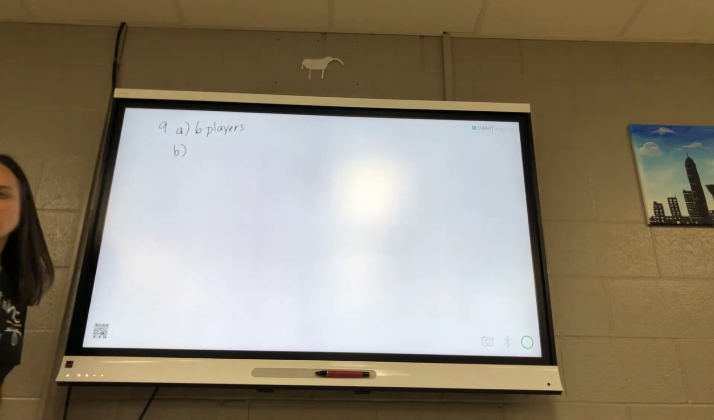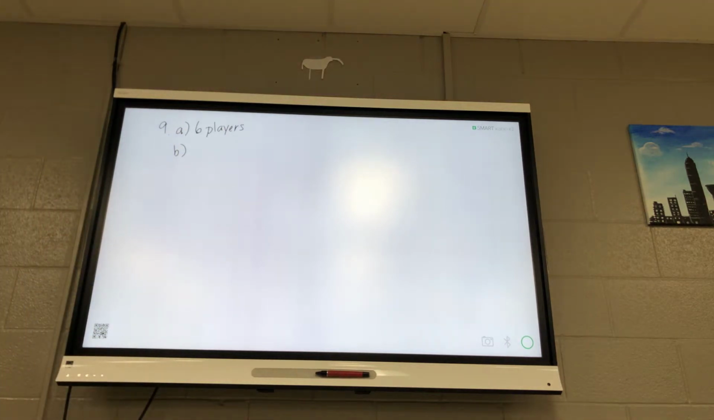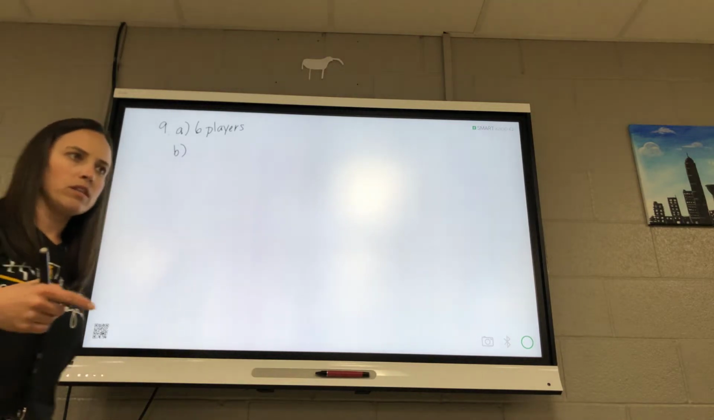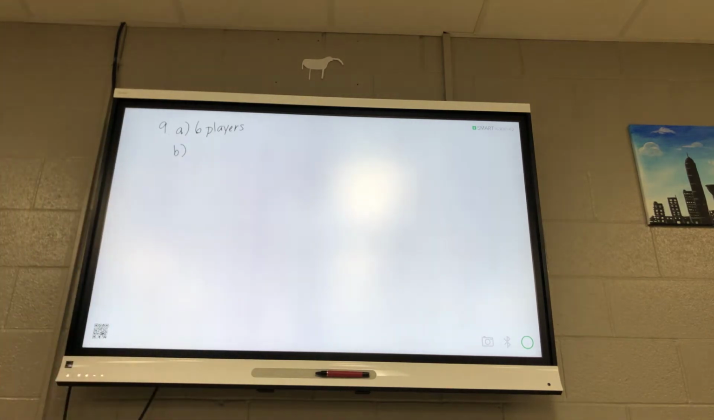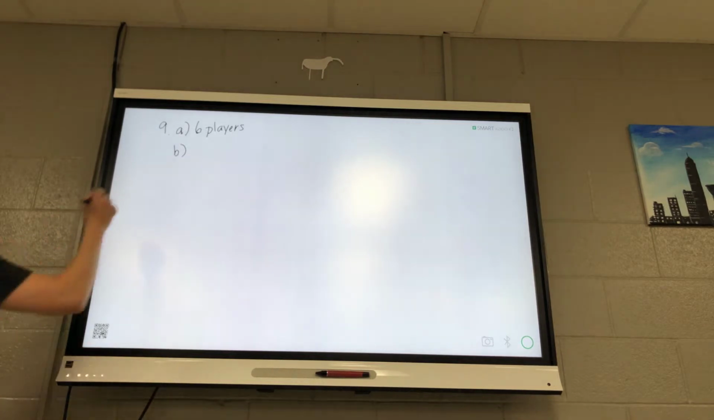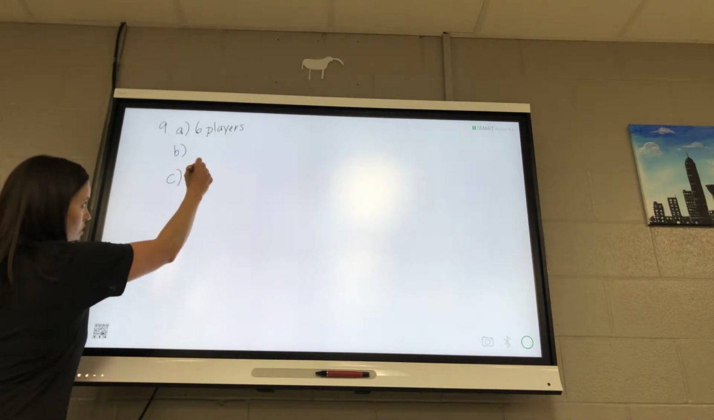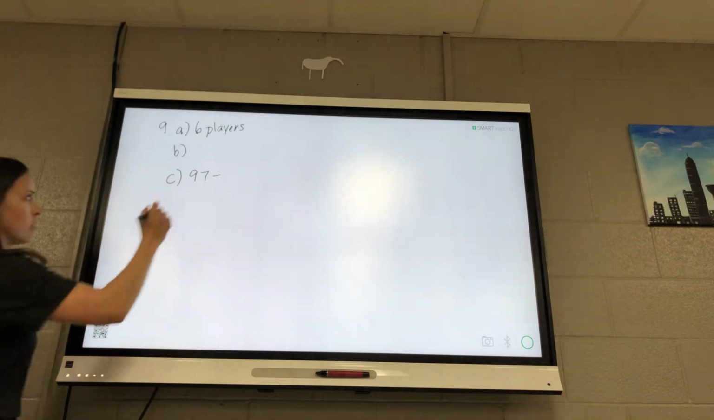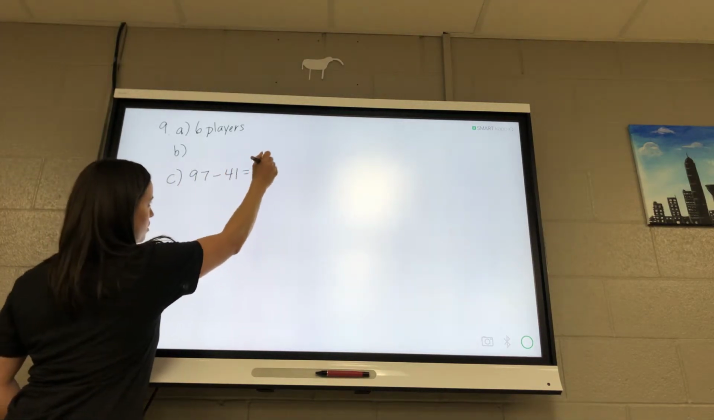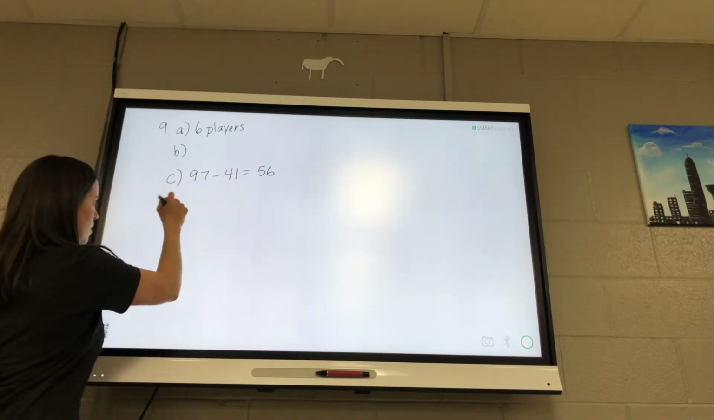Hey, calculator man, what about B? Your calculator asks us to find the mean, median, and mode of the data. That's just like we did yesterday. Are we good without doing that? Yeah. We're going to figure those just like we did yesterday. On C, they asked us to find the range of the data. The range is just our highest value minus our lowest value, 97 minus 41. So our range would be 56.